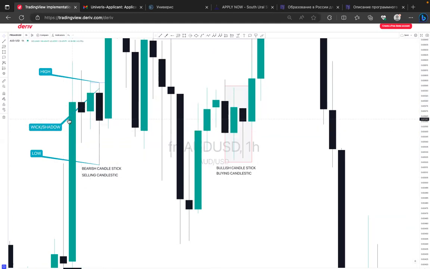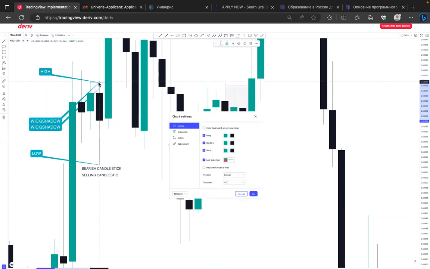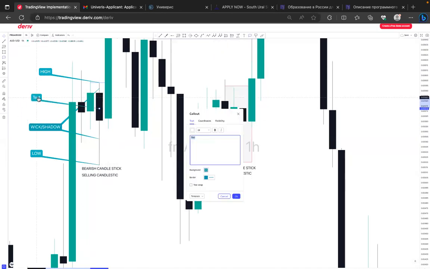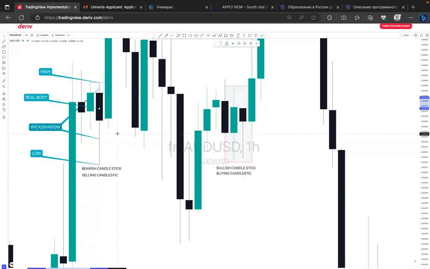Same thing applicable to here. You understand, guys? So the wick or shadow is from eye to lobe. Then this one is called the real body. Real body.